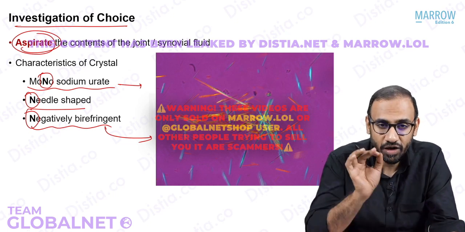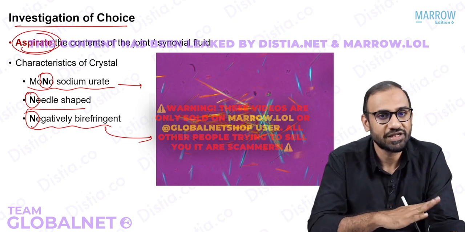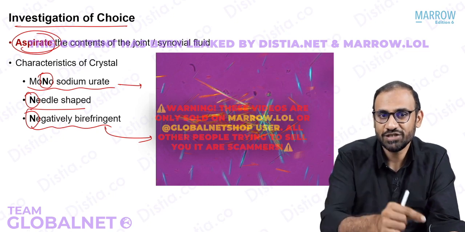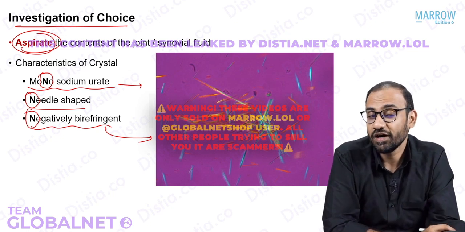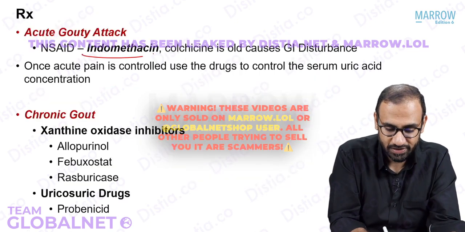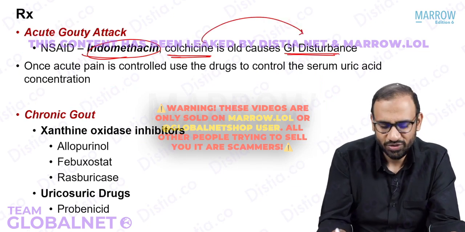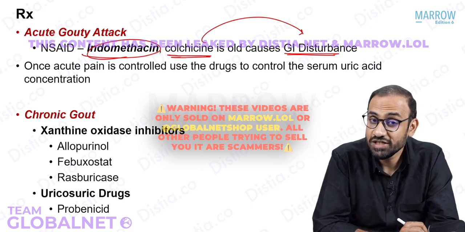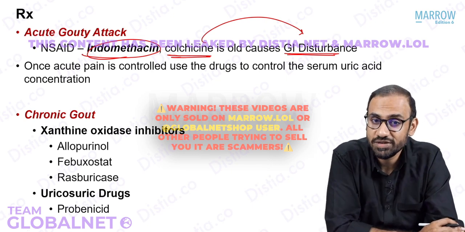Treatment. In acute gouty pain, you should never give anything that will decrease the serum uric acid, because I've told you it is the change in the serum uric acid concentration that leads to the precipitation of the monosodium urate crystals in the joint. So your aim in acute gouty attack would be to minimize the pain. The drug of choice is indomethacin. In olden days we used to give colchicine, but the patients had GI disturbance, so nowadays we are giving indomethacin. Never give anything that will change the serum uric acid concentration, because what will happen? It will aggravate the symptoms.